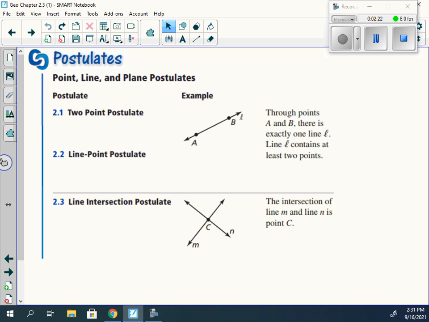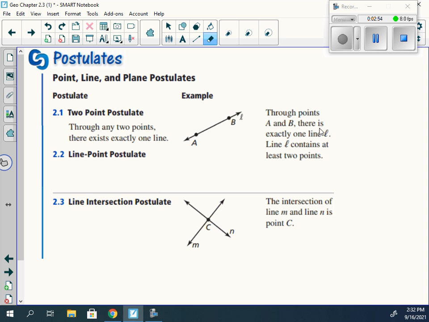So we have 6 for sure. Now when we look at this first one here on the note sheet, the 2-point postulate. The 2-point postulate states that through any 2 points, there exists exactly one line. So if I have 2 points, I can draw a line through them. That's what the 2-point postulate says. So given points A and B, there's exactly one line L.